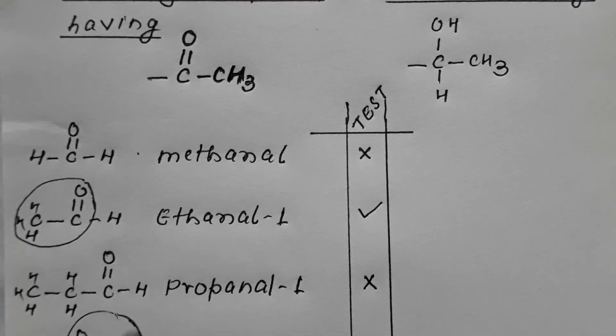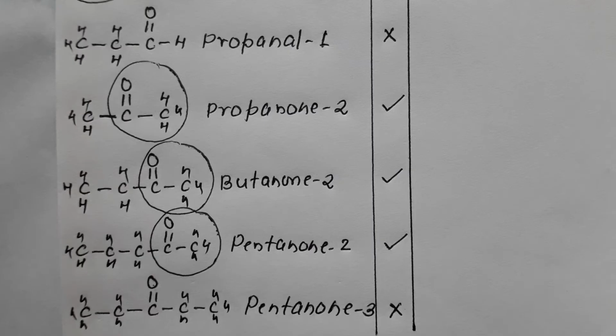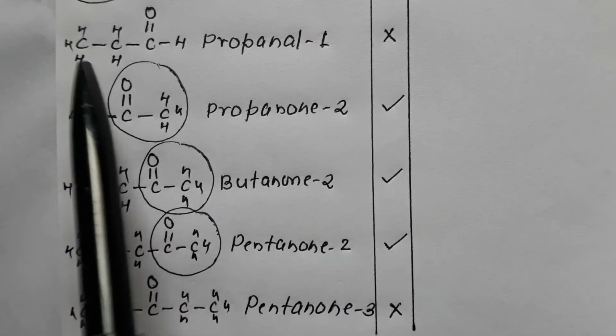In case of ethanol, the CH3-CH(OH) group is present, therefore it will give the test. In case of propanol, it is C=O, then CH2, and CH3 is not there; the C=O CH3 group is not present in propanol, therefore propanol will not exhibit this test. So methanol will not exhibit this test, ethanol will exhibit this test, propanol will not exhibit this test. In case of propanol 1, this group is absent.